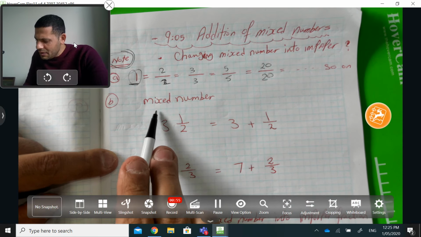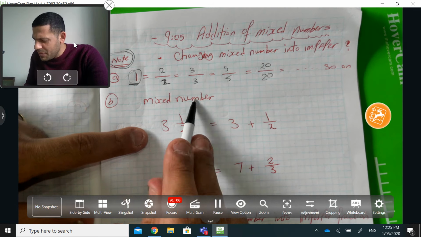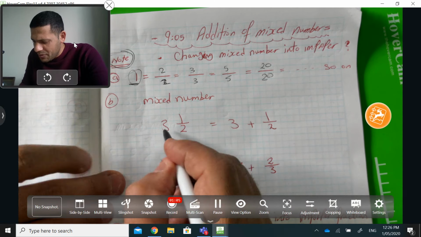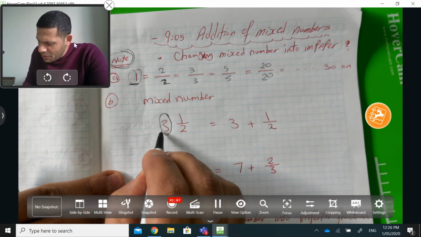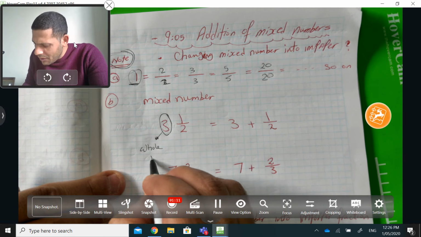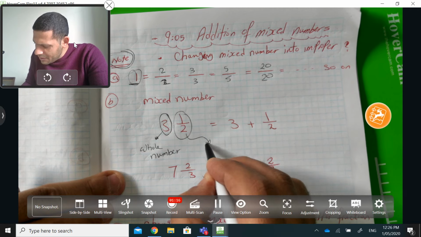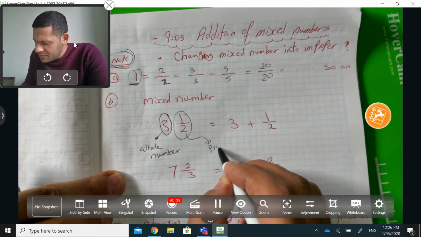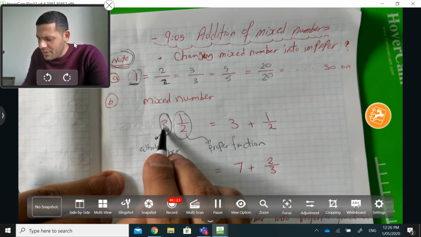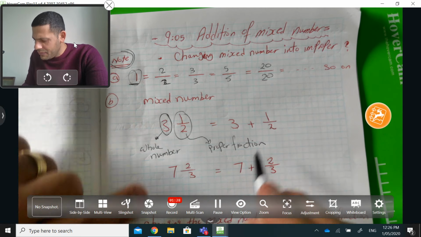The second thing, the mixed number is when you write 3 and a half. What does it mean by mixed number? A mixed number is divided into two parts. So the first part here, 3, we name it whole number, and half, what do we name it, guys? Yes, we name it proper fraction. So we can split 3 and a half into 3 as a whole number plus a half.